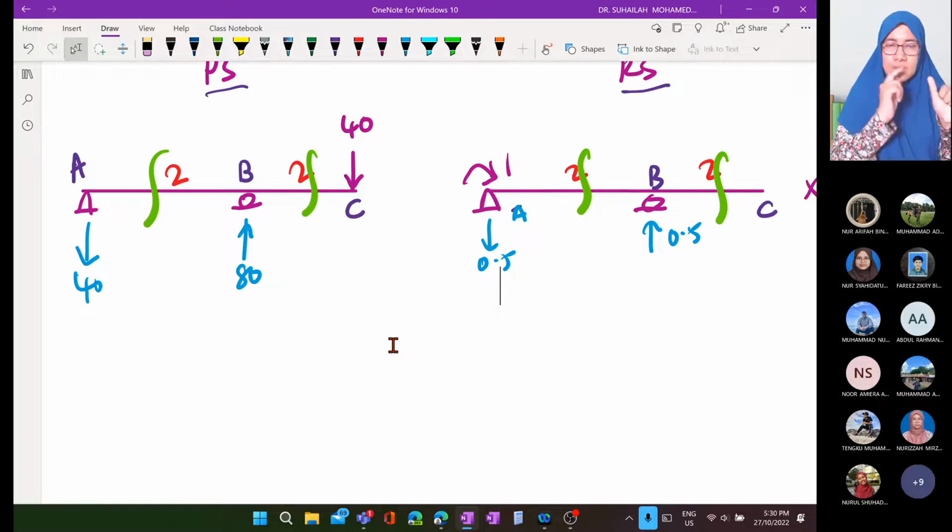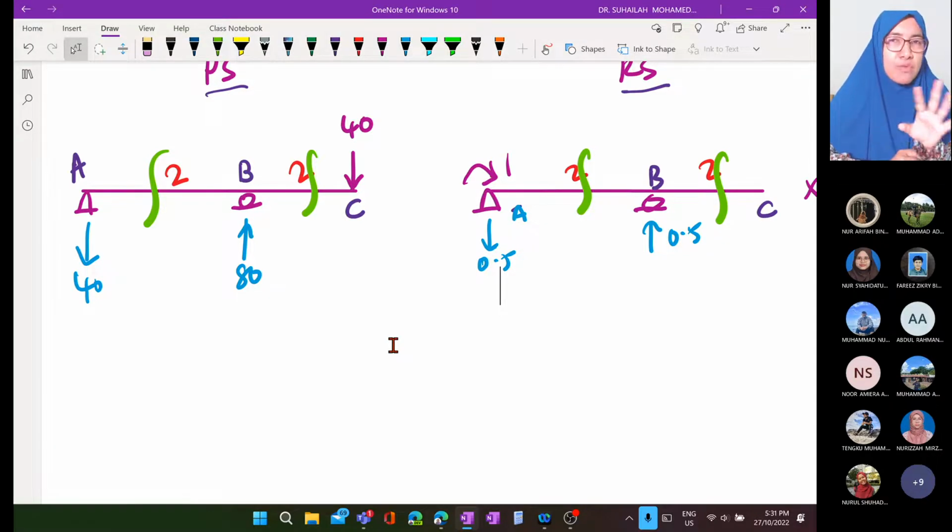Okay, so start with reaction. Why we calculate reaction? Because we want to write moment equation. Moment is internal forces in beam, in frame. Without reaction, how are we going to write moment equation? And moment equation is needed to calculate displacement. Without moment equation, we cannot calculate displacement. So we must follow this step in flexibility method.